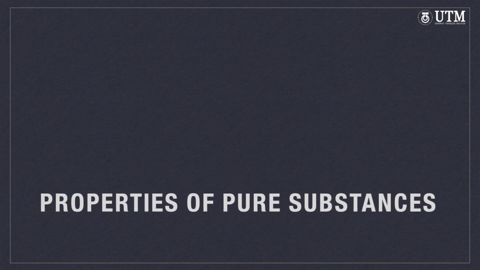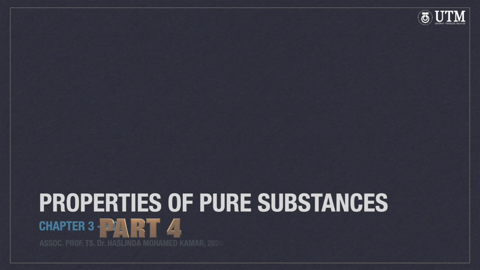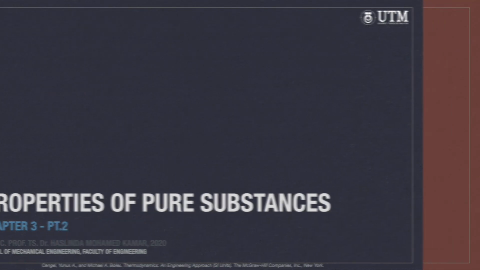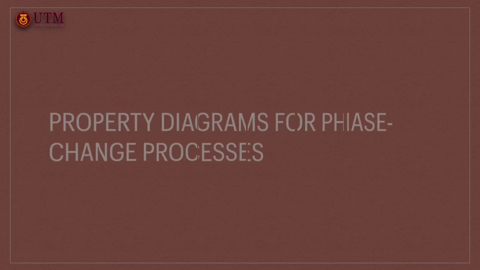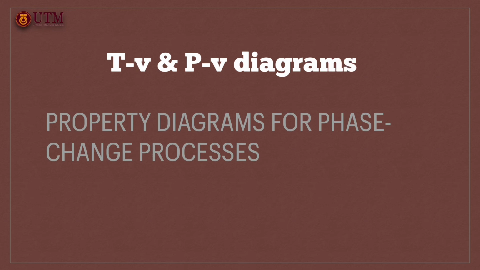In this flick, we resume learning more about the properties of pure substances. I will demonstrate how to use property tables to determine the thermodynamic properties of pure substances. A property diagram helps us to understand the variations of properties during phase change processes. The temperature-volume and pressure-volume diagrams, or what we usually call the TV and PV diagrams, for pure substances are typically used in thermodynamics.